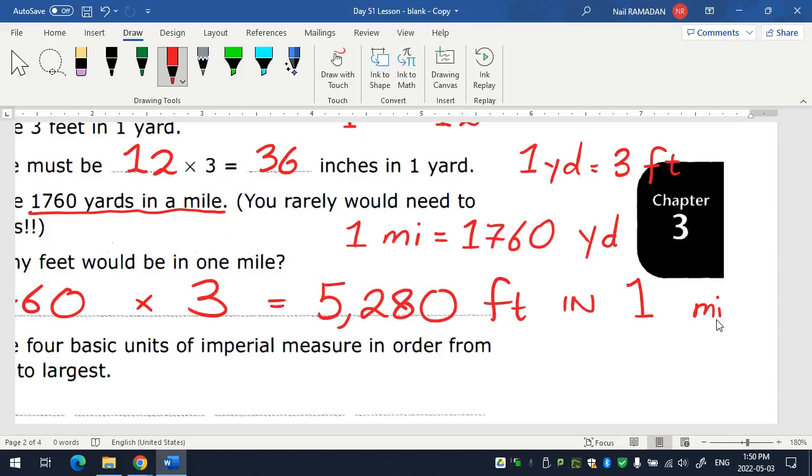Can you tell me now, if this question was here, how many inches in 1 mile? Come on, think the same way. Again, how many feet in 1 mile? 5,280. In each one of these feet, how many inches are there? 12. So what do you have to do now? Yeah, a big number. Multiply 12 by 5,280. Well, let's see how much.